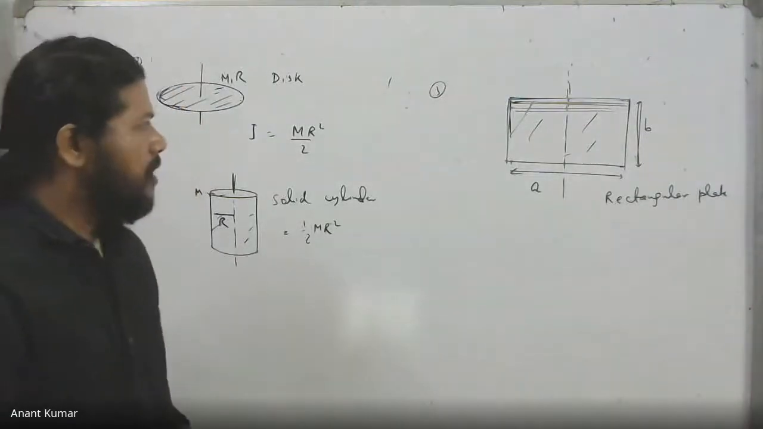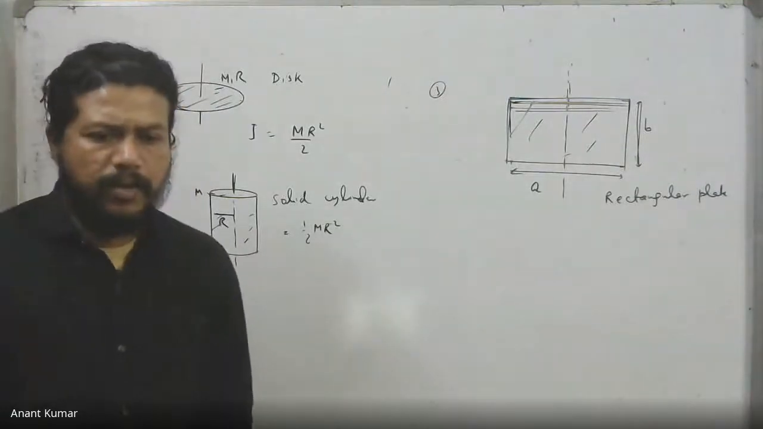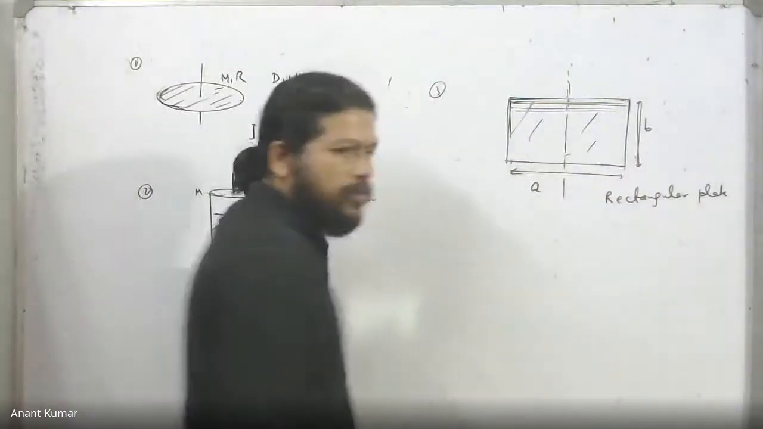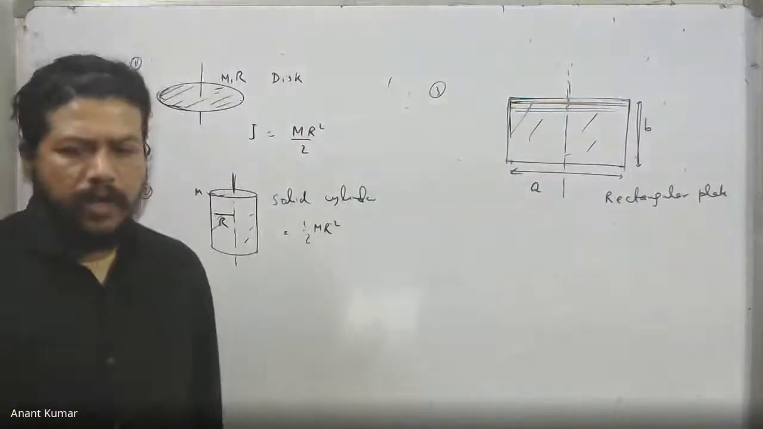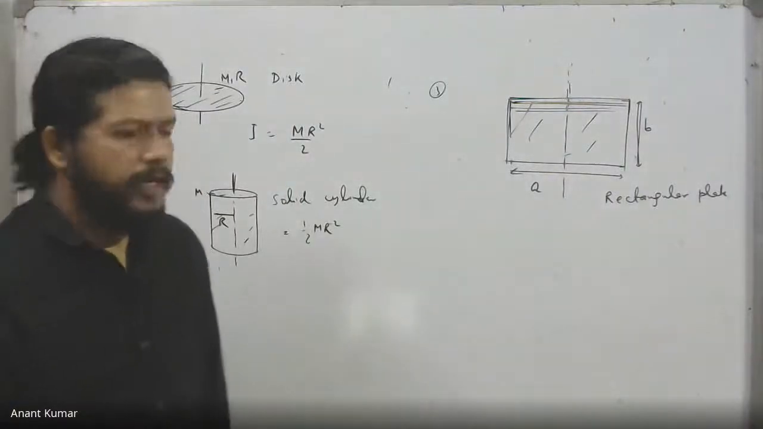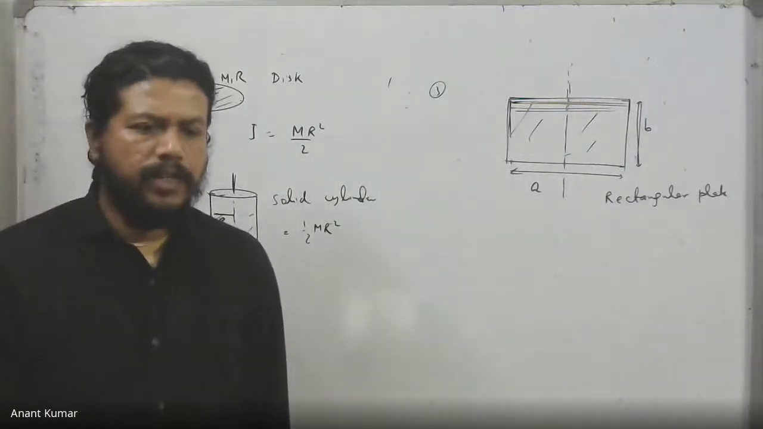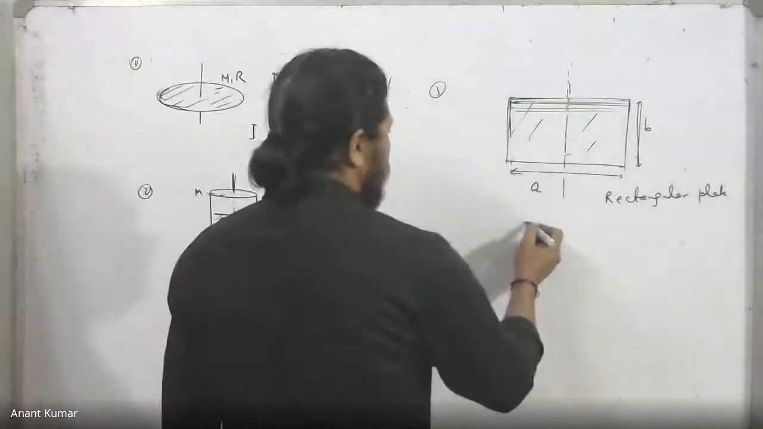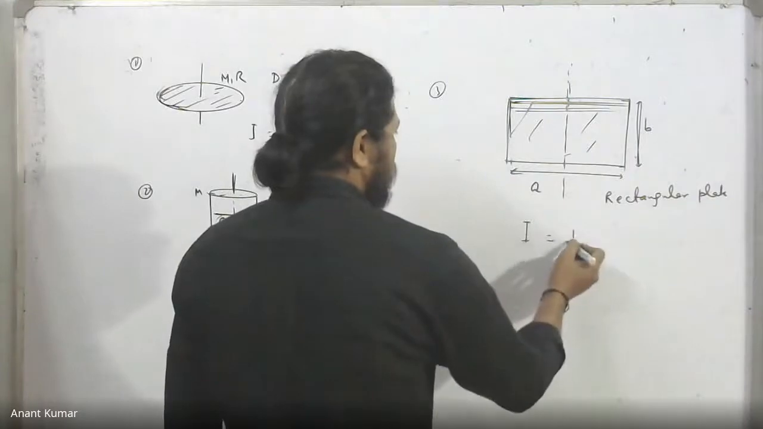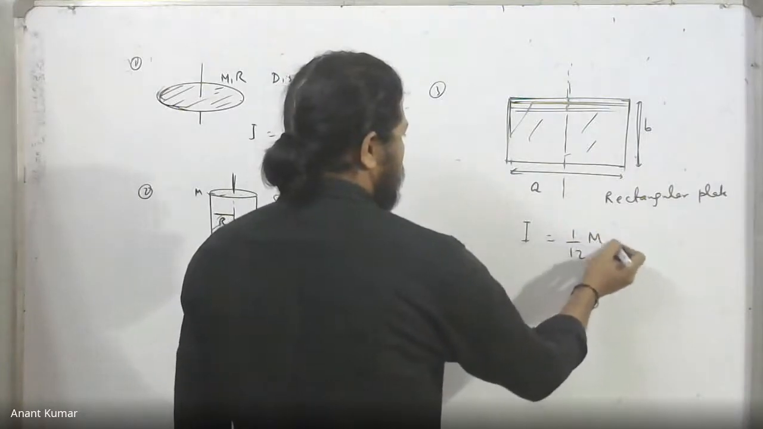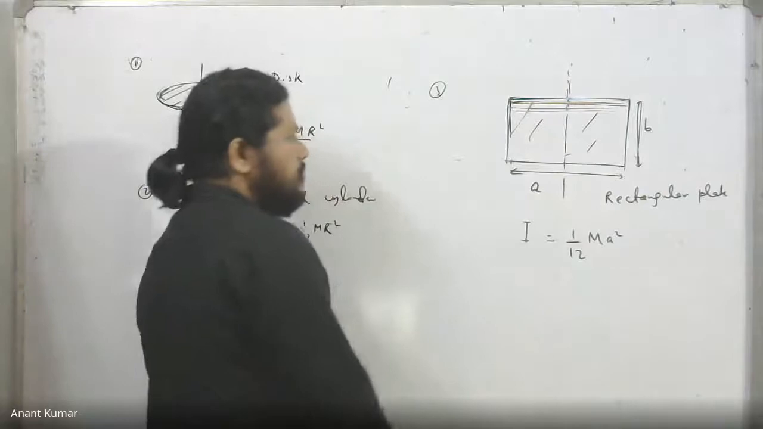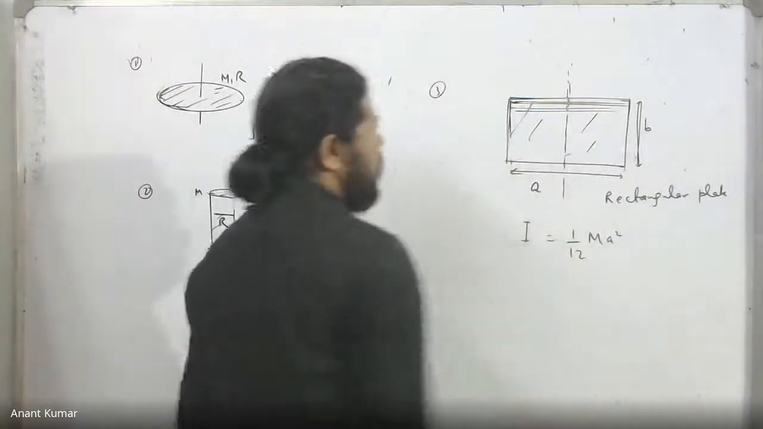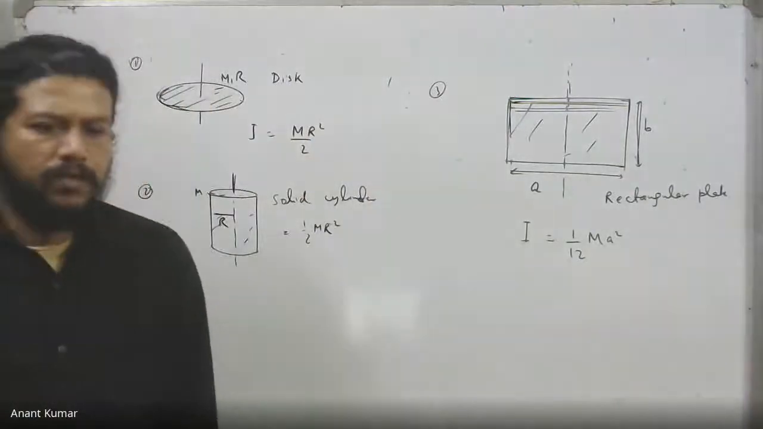So in effect, we end up getting 1 by 12 into m a square. Because for each of the rods, I get 1 by 12 into the mass of that rod into the length square. The length is nothing but a, which remains constant. So when I add up the moments of inertia, I basically add up the total mass. That is why we get the moment of inertia as 1 by 12 into m a square. Similarly, if the axis was the other one, I'd have got 1 by 12 into m into b square.